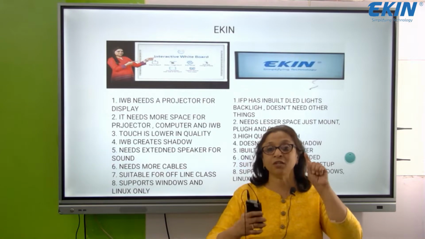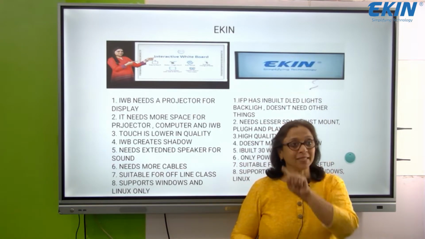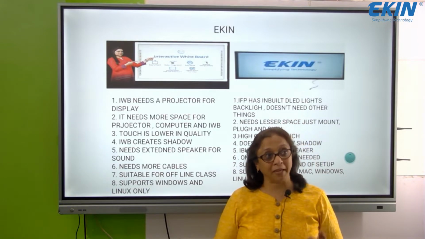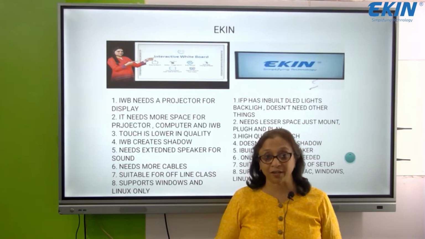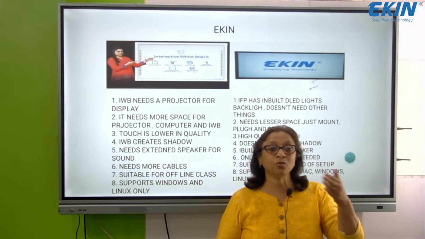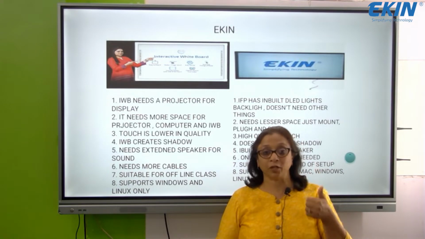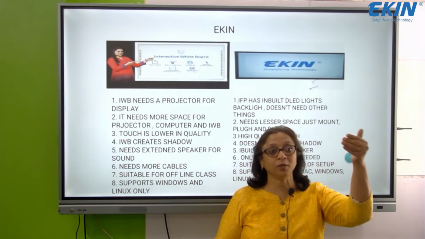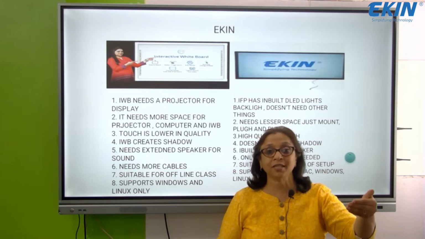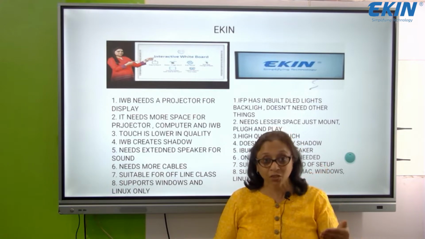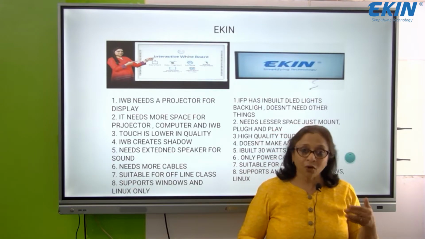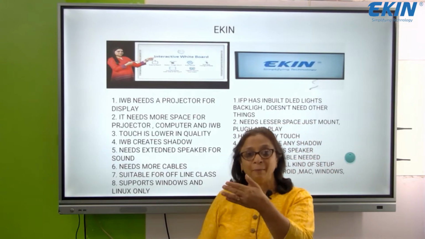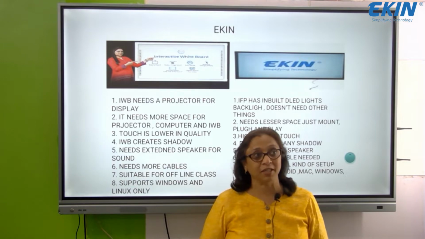An interactive whiteboard is a normal whiteboard which has LED sensors all throughout, and it needs a projector for display. It needs more space for the projector, computer and the whiteboard itself. So the components needed to start this interactive whiteboard are a projector, a PC, and a speaker. This is how the whole setup will be, and then you can start the interactivity. Normally, the touch here is of lower quality. Because the touch is of lower quality, the price is also different between this board and the panel, because of this touch sensitivity.